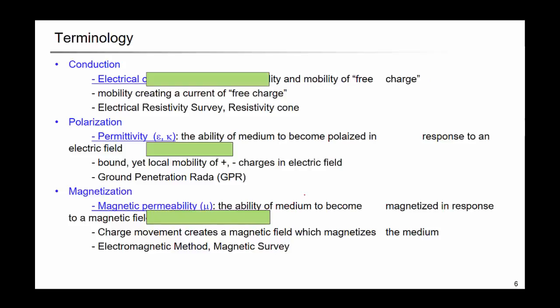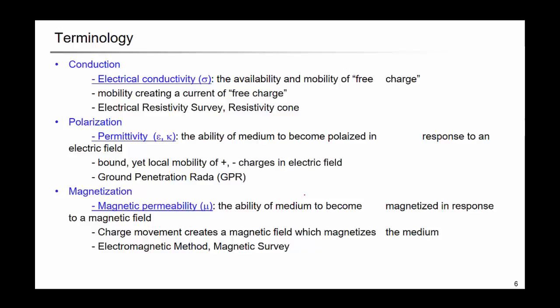And the terminology is a little bit shifted. So let me just erase all the boxes. Conduction, polarization, and magnetization. These three are very useful and basic concepts for geophysical surveys. So the DC electrical resistivity survey uses conduction, the IP, induced polarization method, uses polarization, and the magnetic survey uses the magnetic permeability of the material.